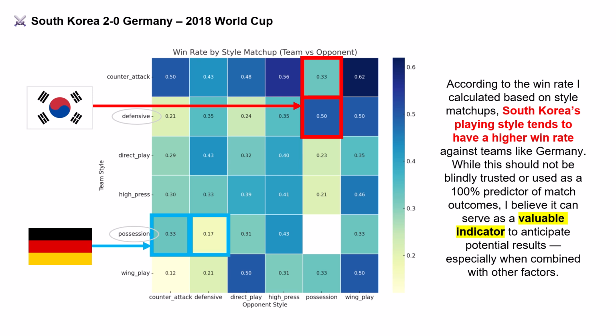So in my model, these style-based matchups are used to estimate outcome probabilities and possible upsets. But I'm not telling you that this should be blindly trusted or used as a 100% predictor of the match outcomes. I believe it can serve as a valuable indicator when you use it with other factors. So it could be just one of the variables, a really valuable indicator to support the results. We can't use it by itself.